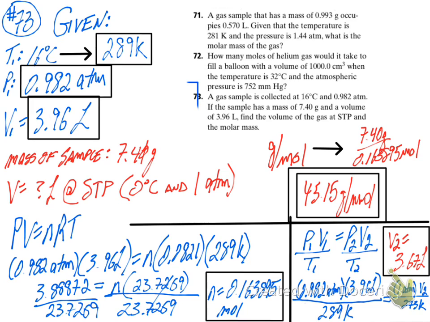Again, I don't show the math in this one, but if you have issues with the math, you need to take out an algebra book or something and hem up before this test. I doubt any of you really do, but it may be a good idea if you do. So doing all that math, I come away with a volume, V2, final volume at STP, of 3.67 liters. That's it, folks. That's number 71 to 73.